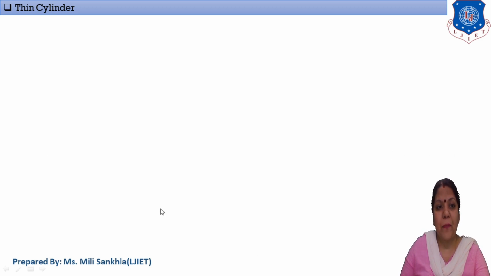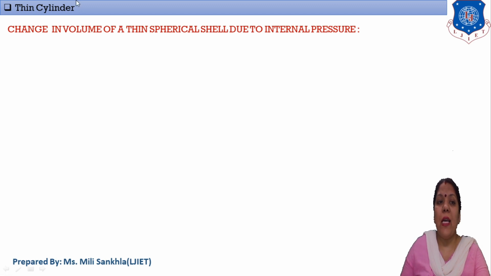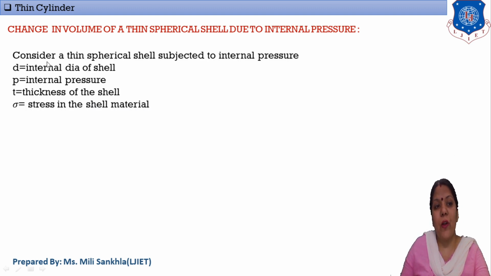Okay, now next, find out the change in volume of a thin spherical shell due to internal pressure. Again here we find out the change in volume, and this change in volume depends upon the final volume and the original volume. First of all, again this is the given data, same: d is the internal diameter, P is the internal pressure, t is the thickness, and sigma is the stress. Okay, these are the common parameters used in the derivation for a thin spherical shell.